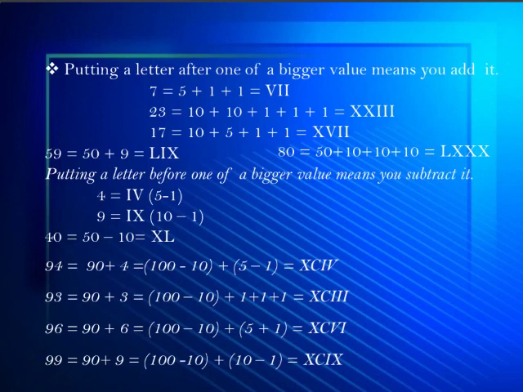Next number is 99. How do you write this? 90 plus 9. 90 you already know it is XC, and the Roman number for 9 also you know it is IX. So the Roman number for 99 is XCIX. I hope you would have understood, children.